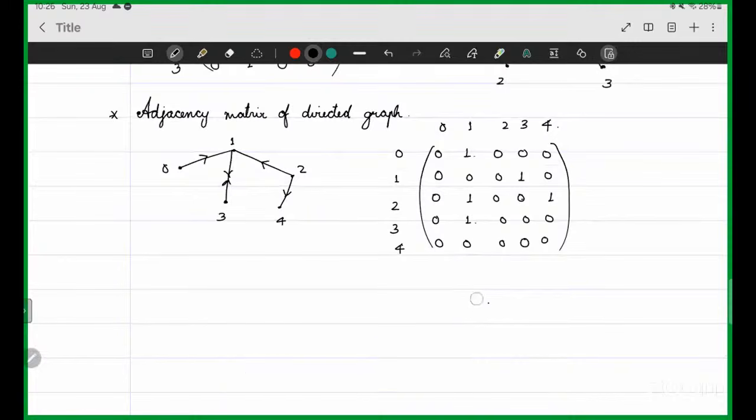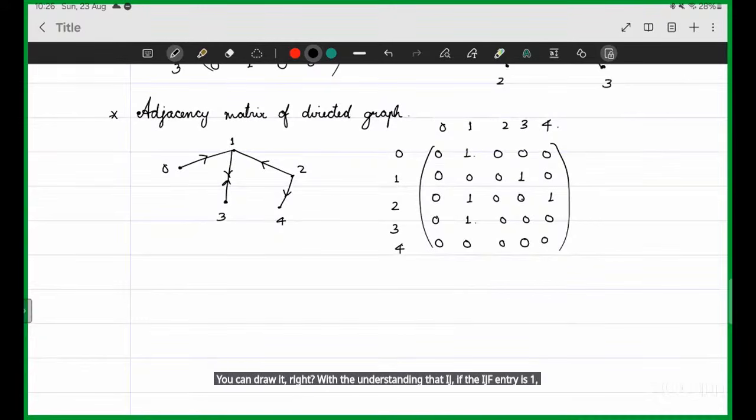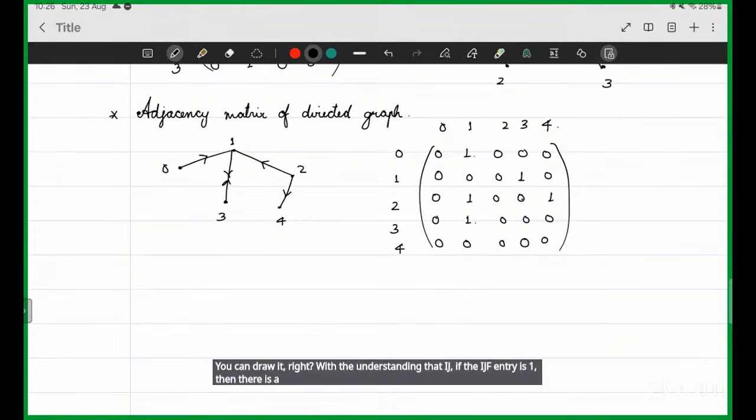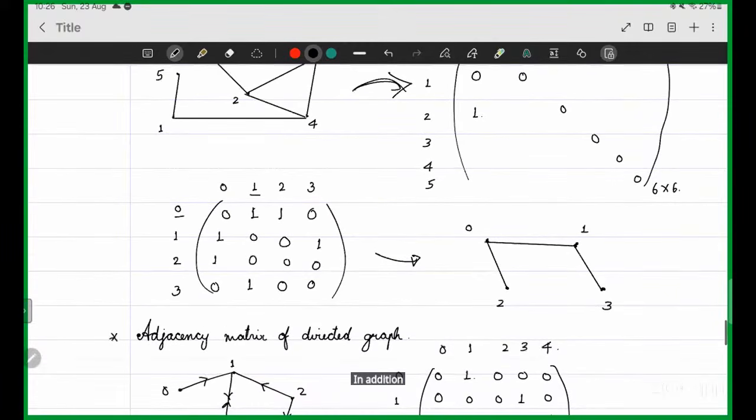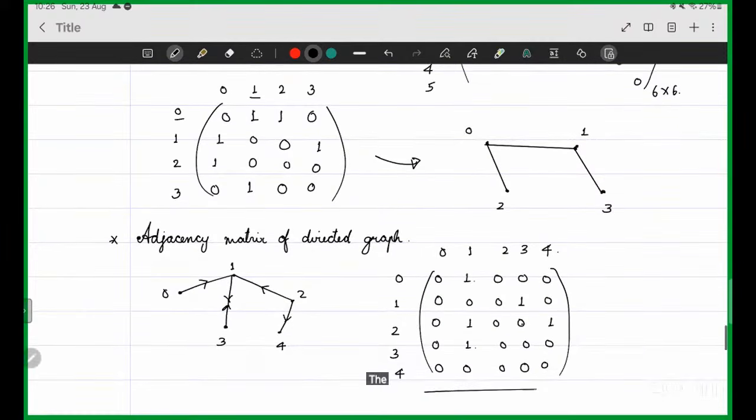You can draw it, right? With the understanding that if the ijth entry is 1, then there is an edge from vertex i to vertex j. All right. So the mathematical representation of a graph, in addition to explicitly listing out the vertex set V and edge set E, one of the compact ways of doing it is using this matrix.